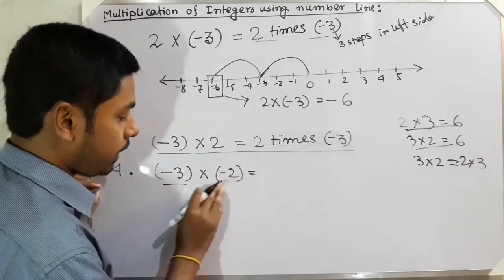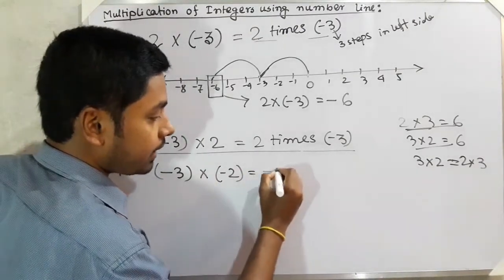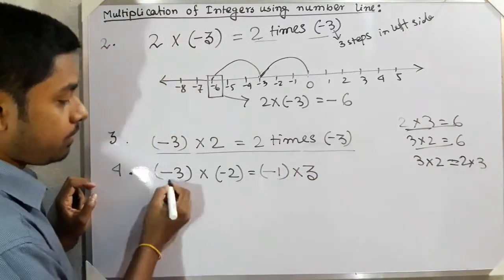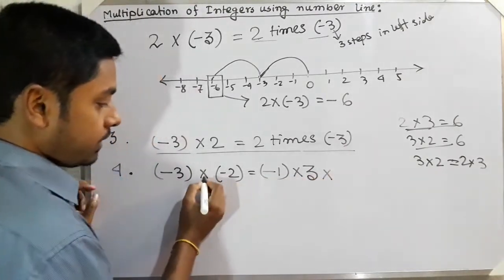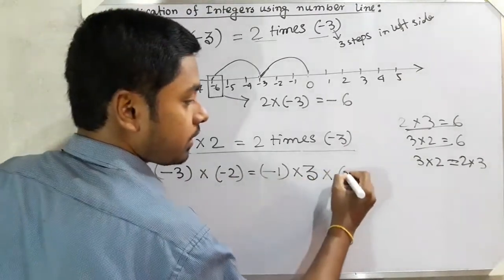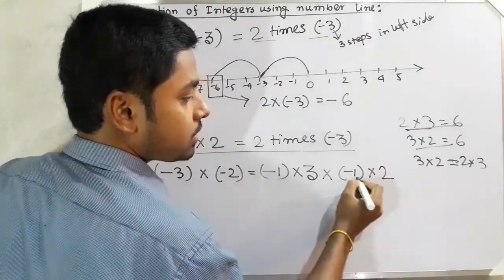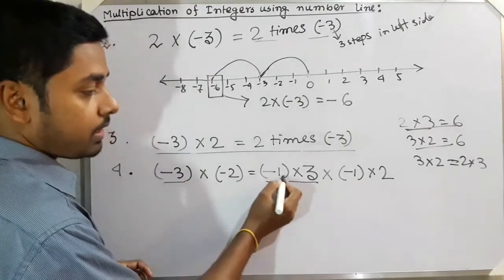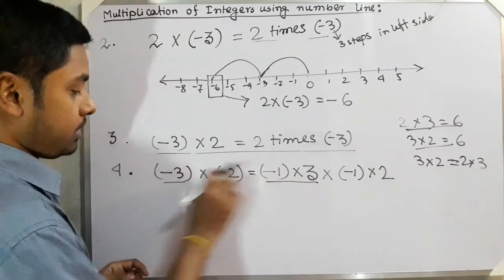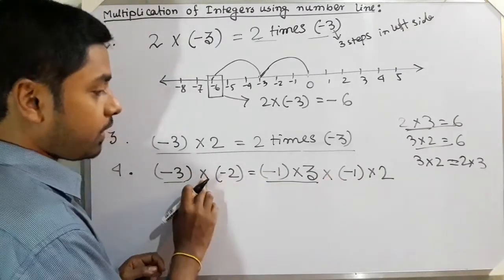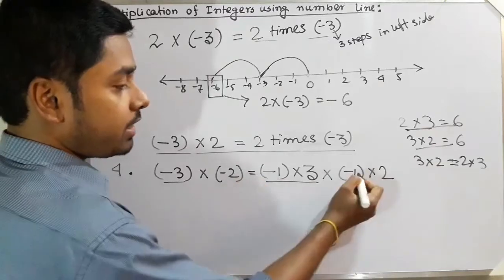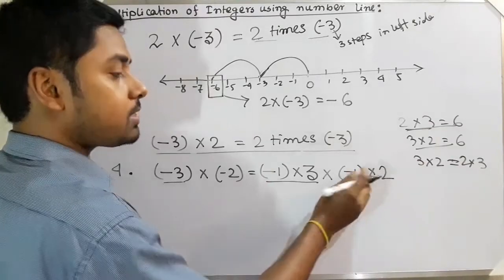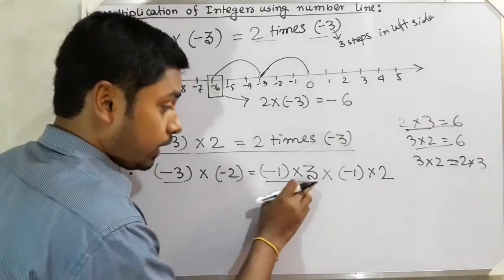First of all, minus 3 you can write as minus 1 into 3. That means minus 1 into 3 is minus 3. Minus 2 also you can write as minus 1 into 2. Minus 3 we have written as minus 1 into 3, that means 3 ones are 3 and minus, so minus 3. And minus 2 we have written as minus 1 into 2, that means 2 ones are 2 and minus means minus 2. Correct. Now what do I have to do?